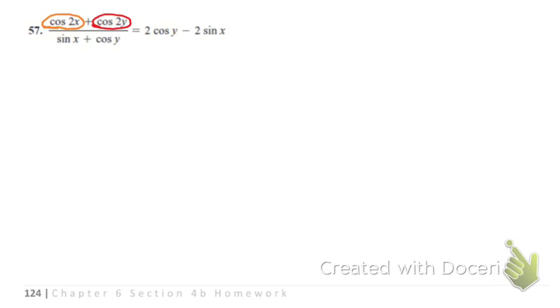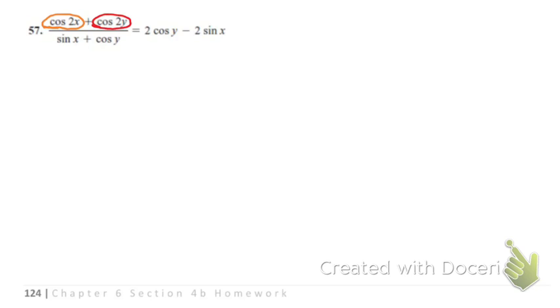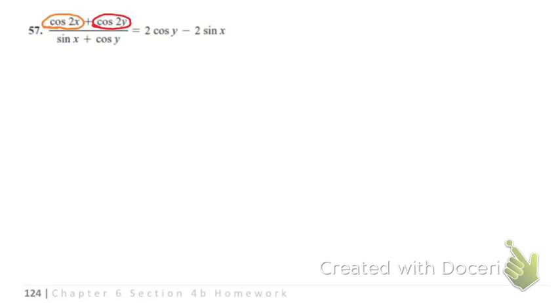Look at my cosine 2x. Match it up with your right side. I need to eventually have 2 sine x. So I go to my double angle identities and I look for one that has 2 sine x in it. And it would be that one. Okay, so I'm going to replace that cosine 2x with 1 minus 2 sine squared x because eventually I want 2 sine x in there.